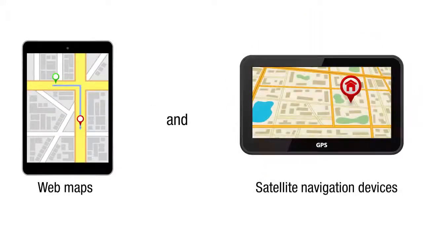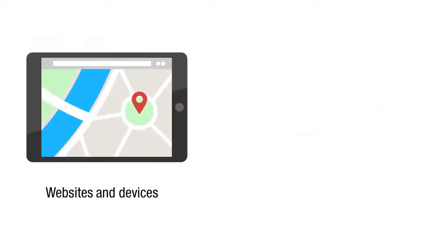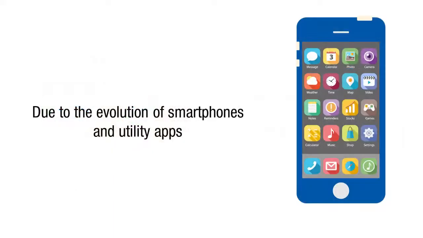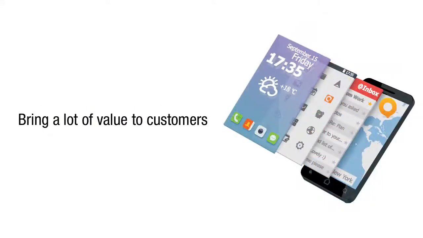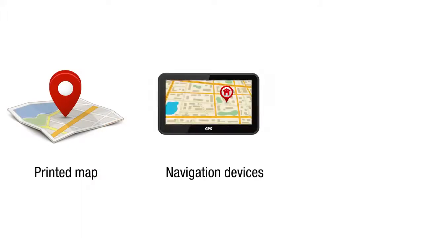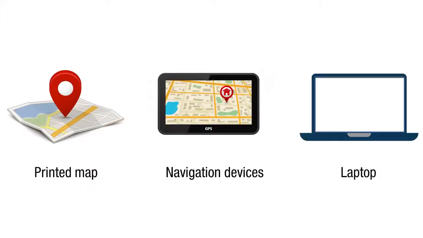Web maps and satellite navigation devices have transformed online navigation product positioning from traditional websites and devices to smartphone apps. This is mainly due to the evolution of smartphones and utility apps, which bring a lot of value to customers. The smartphone app allows customers to use maps and navigate to a particular location without having to carry a printed map, expensive navigation devices, or a laptop while driving.